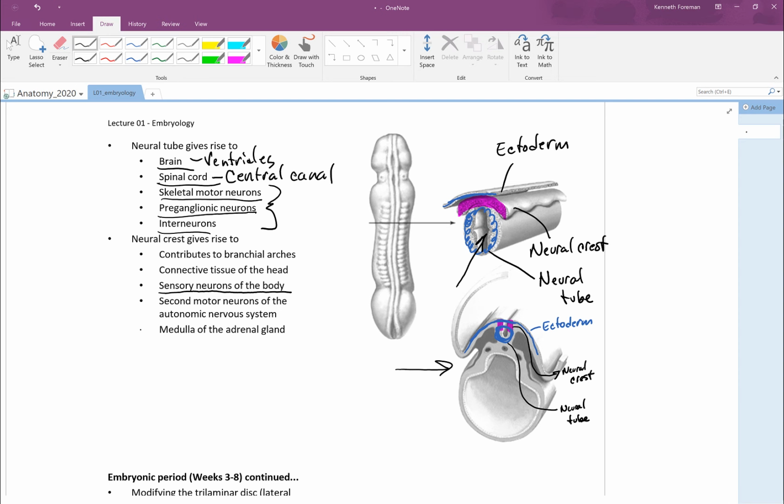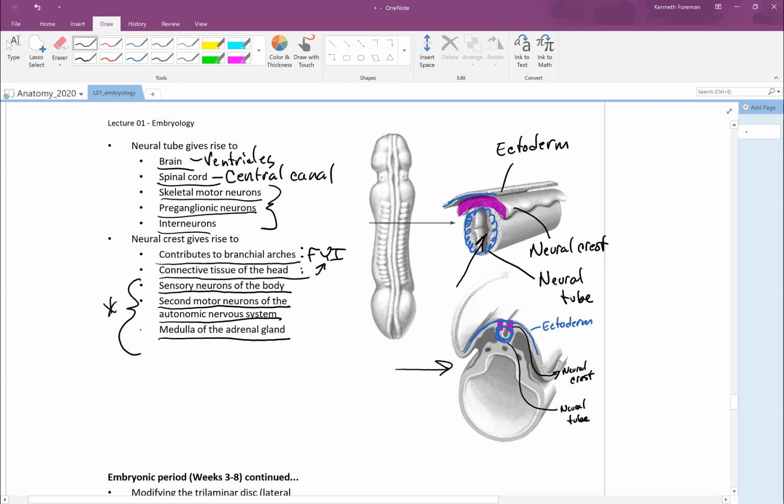The neural crest also contributes to the branchial arches, which is an FYI. That means for your information. I will not test you on that. I just think it's important that you realize what's happening. And the connective tissue of the head is also derived from neural crest, which is also an FYI. However, the second motor neurons of the autonomic nervous system and the medulla of the adrenal gland, you will have to know, are derived from neural crest. So all of these are very important.